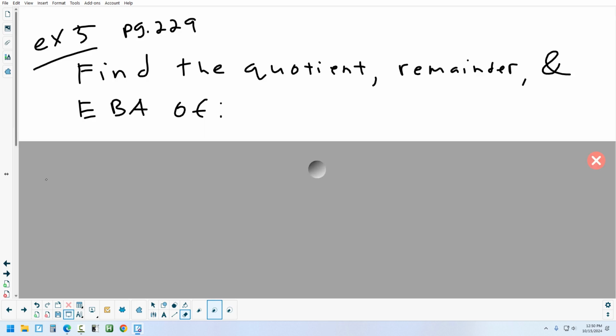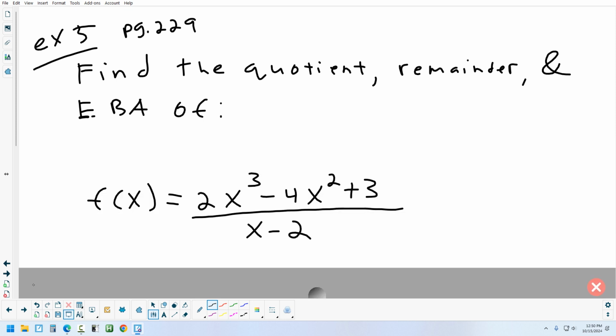So let's try an example. So this says find the quotient, find the remainder, and find the EBA, which is just the quotient. So it's really asking for the same thing twice, just making sure you know what it is. And that's going to be the problem that we do. Now, the degree in the top is how much?